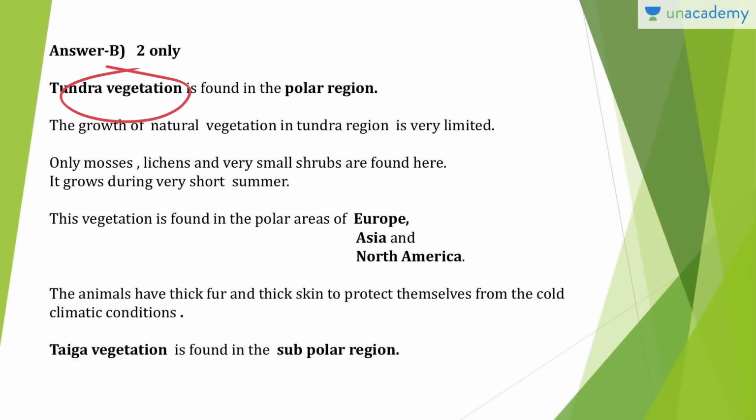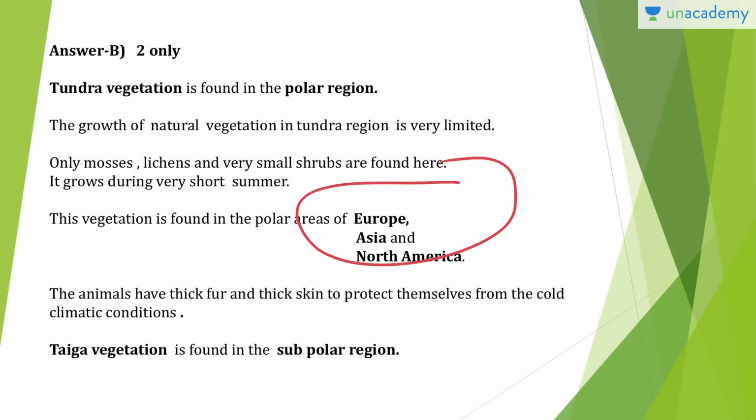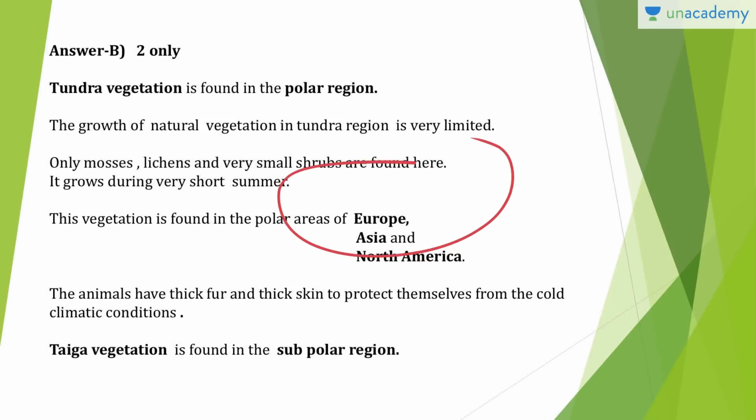The tundra vegetation is found basically in the polar region, and the growth of natural vegetation in tundra region is very limited. You will only find here mosses, lichens, very small shrubs, and it grows during the very short summer. And vegetation is found in the polar areas of Europe, Asia, and North America. So that point is obviously correct. And animals have thick fur and thick skin to protect themselves from the cold climatic conditions. And taiga vegetation is found in the subpolar region. So that is obviously correct.